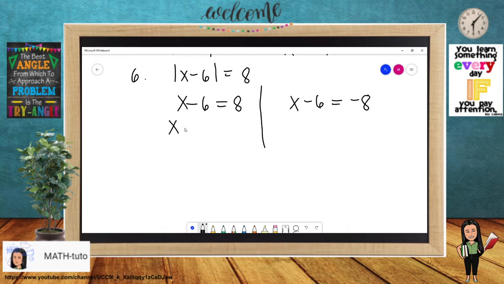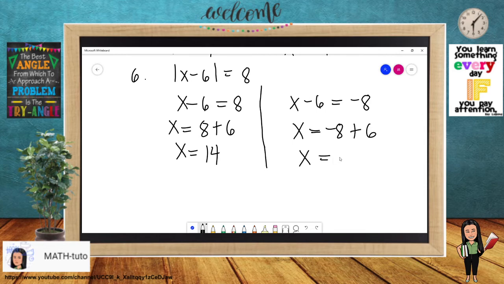Here we have x equal to 8 plus 6. Remember when we use addition property of equality, this will be moved to this side with the opposite sign. X is equal to 14. Okay? And then on this side, we have x equal to negative 8 plus 6, which is negative 2.